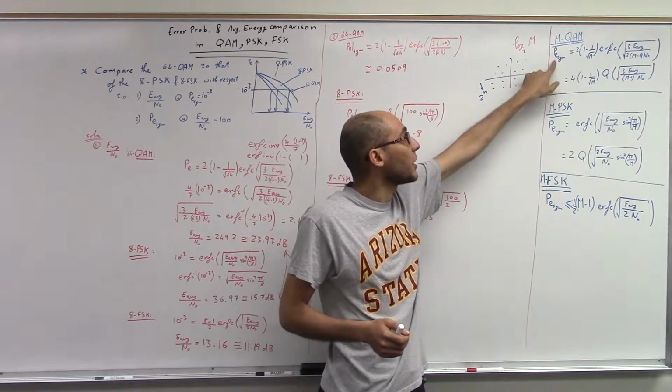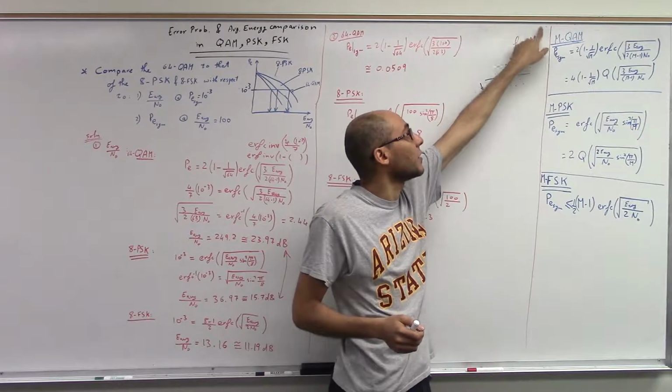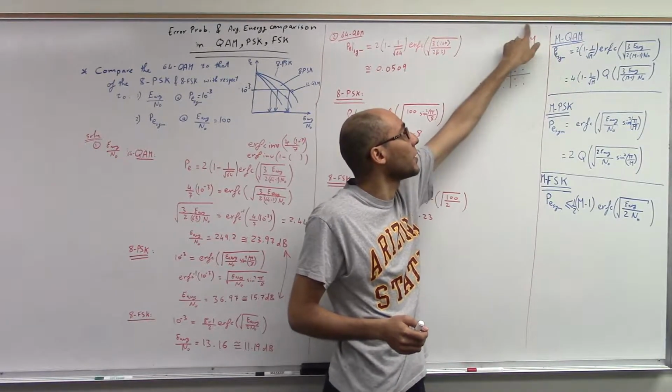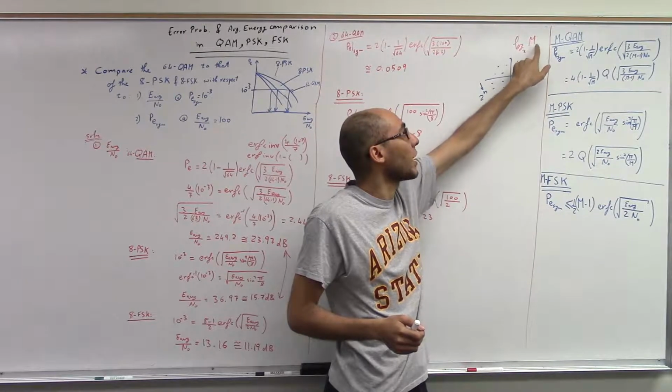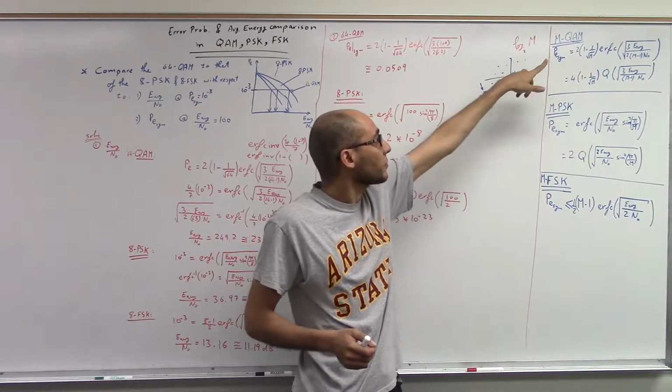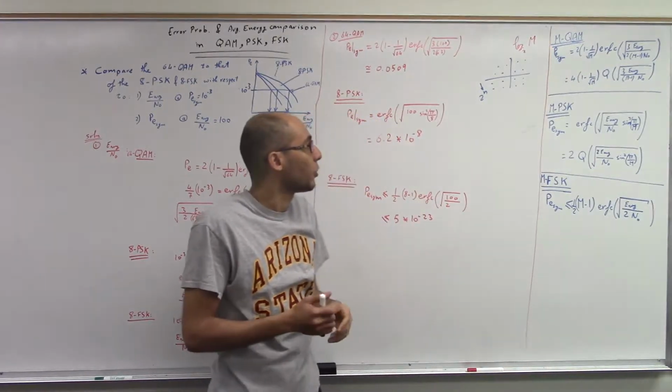If you want to calculate the bit error, then you have to divide this probability of symbol error by log M to the base 2. Okay? And this gives you the approximate bit error probability.